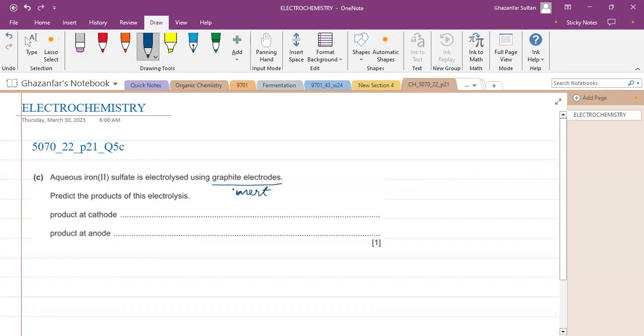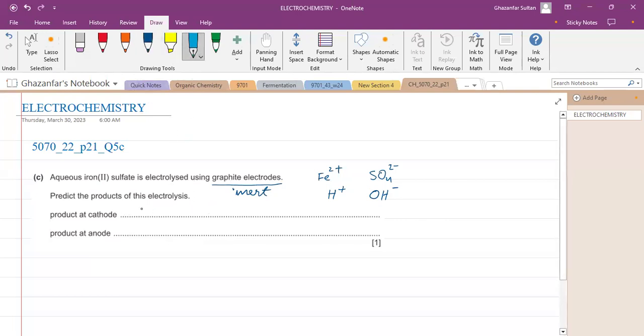Platinum and graphite electrodes are inert electrodes, and the compound is iron(II) sulfate. So iron(II) ions are there and sulfate ions are there. And as the solution is aqueous, another positive ion in this solution is the hydrogen ion, and the negative ion is the hydroxide ion. So in this way, these 4 ions are there. Now you have to predict the product.